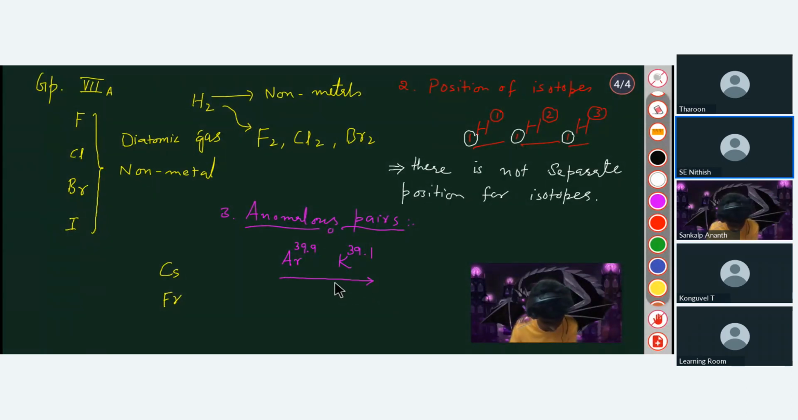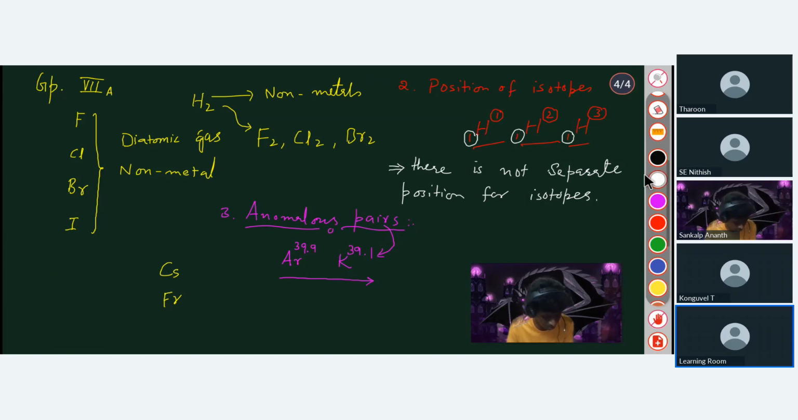Mendeleev arranged all the elements in increasing order of atomic mass, so first it should be potassium. But when you see Mendeleev's periodic table, argon is first, then potassium is written. So this is the anomalous pair. Anomalous means that it doesn't match, that it doesn't actually follow the increasing order of atomic mass here.